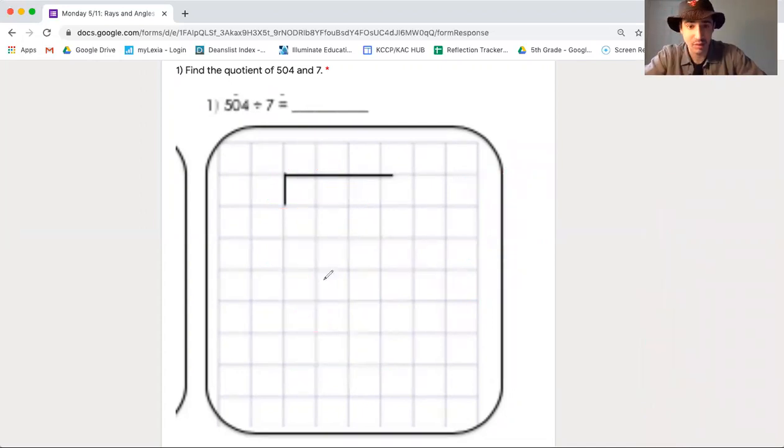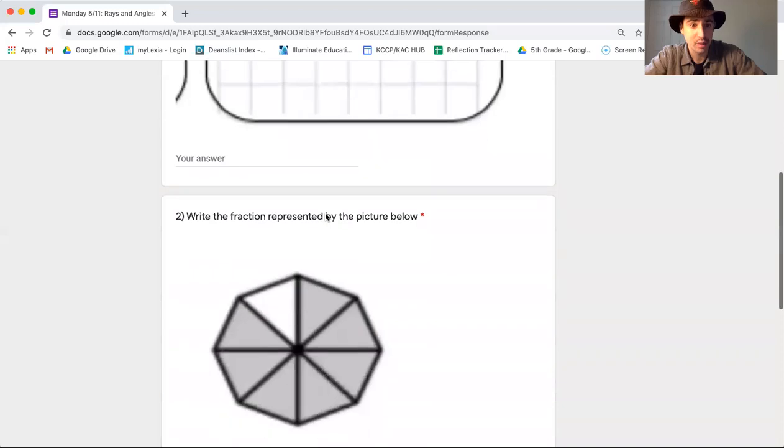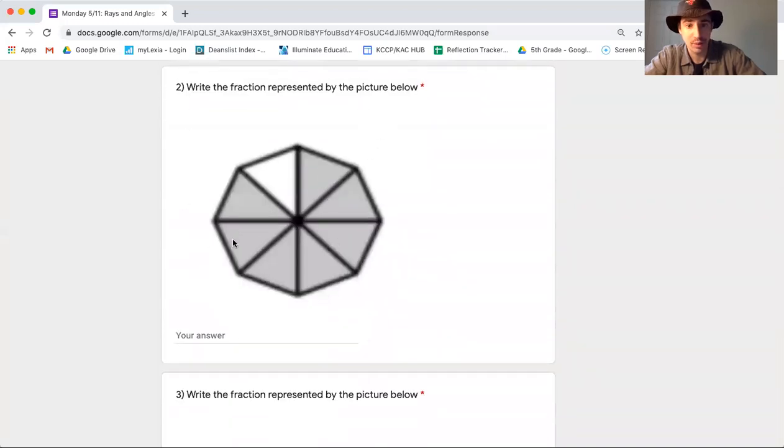And now let's do number 2, shall we? Number 2 asks us, what's the fraction of this picture below? The first thing I'm going to do is make sure that this fraction is divided into equal parts, which means every part is the same size. It looks like it's divided into equal parts. And now I'm going to find my denominator. My denominator is the total number of equal parts, both shaded and not shaded.